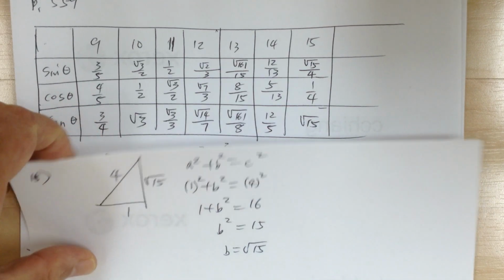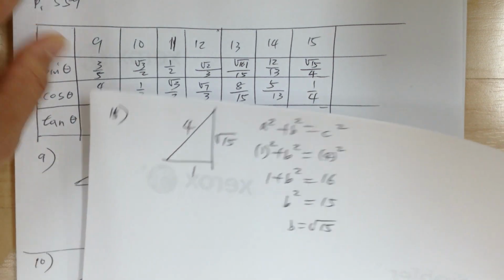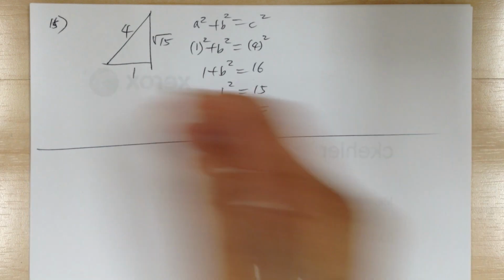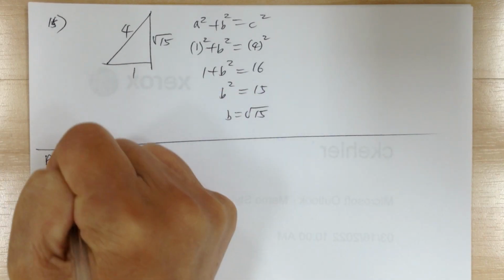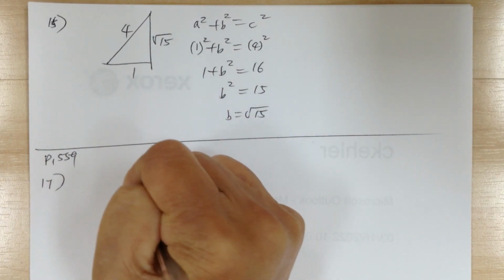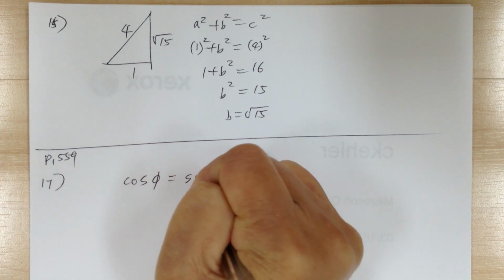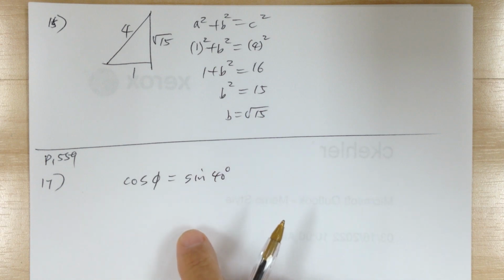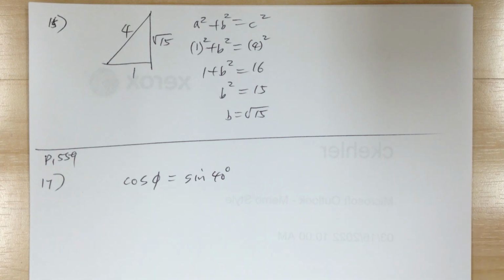Okay, let's go to number 17. You got cosine of phi equal to sine of 40 degrees. Okay, so you have to use the cofunction identities. And so that identity, you got to go back and look at the identity that you learned from before.